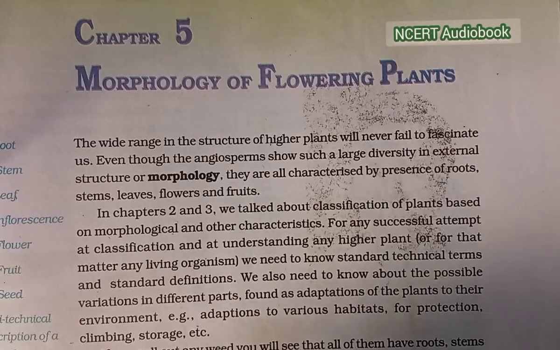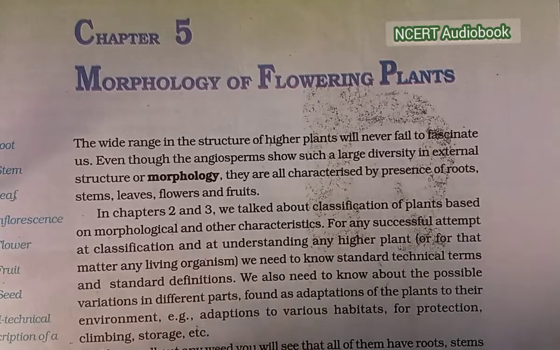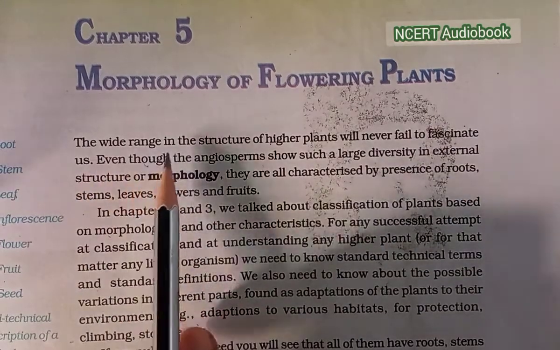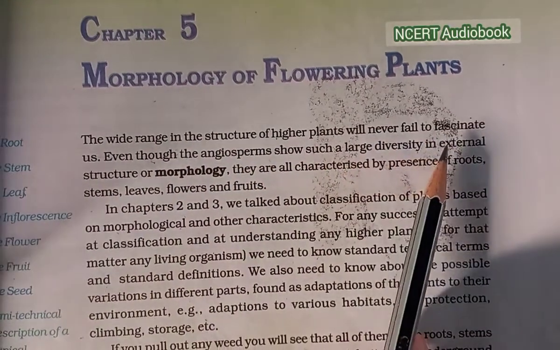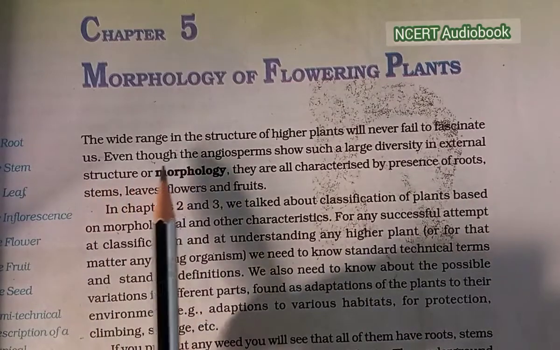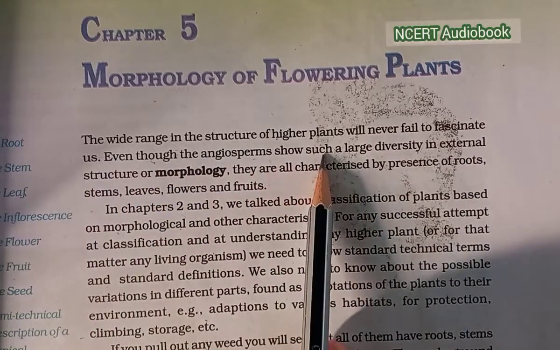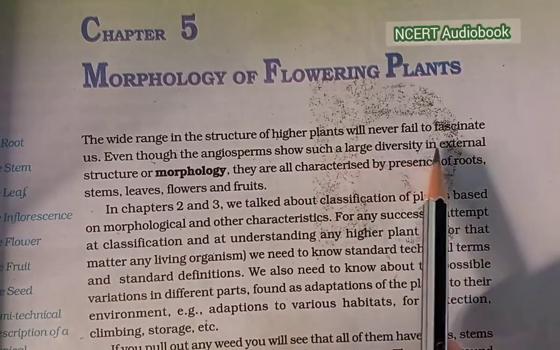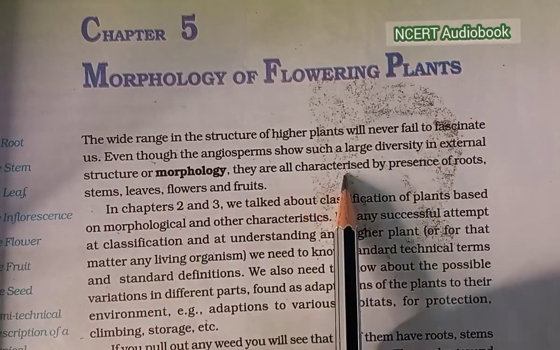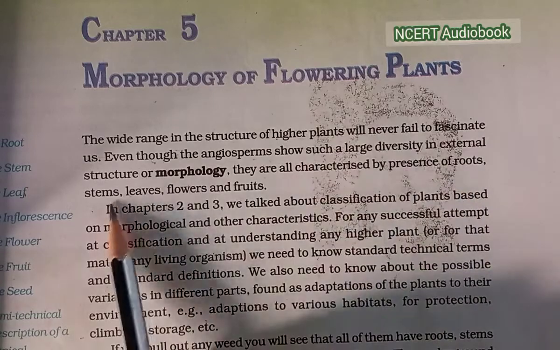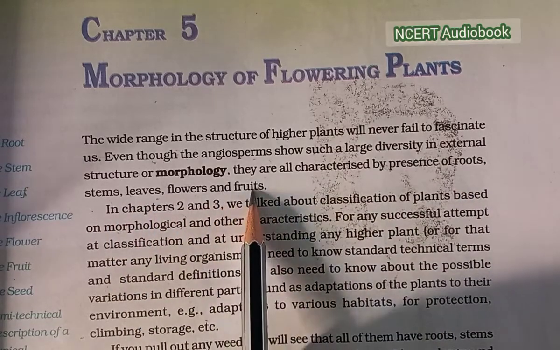Today we start lesson 5 of class 11, Morphology of Flowering Plants. The wide range in the structure of higher plants will never fail to fascinate us. Even though the angiosperms show such a large diversity in external structure or morphology, they are all characterized by the presence of roots, stem, leaves, flowers and fruits.